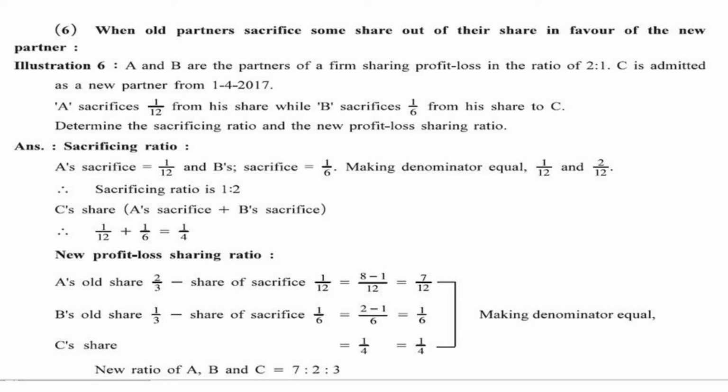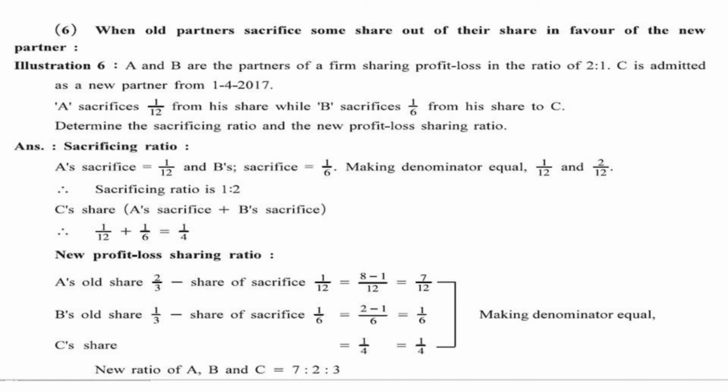Now B's old share is 1 upon 3, and his share of sacrifice is 1 upon 6. So 1 upon 3 minus 1 upon 6. Here in the denominator 3 and 6 are given, so 6 is the LCM. When we want to make the denominator 3 into 6, we multiply by 2 in numerator and denominator. So 1 upon 3 multiplied by 2 upon 2 is 2 upon 6, minus 1 upon 6 is equal to 1 upon 6. Now C's share is 1 upon 4.